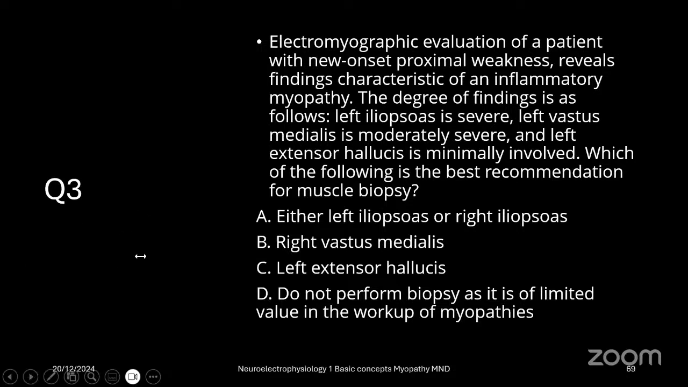New onset proximal muscle weakness reveals findings characteristic of an inflammatory myopathy. The degree of findings is as follows. Left iliopsoas is severe. Left vastus medialis is moderately severe. Left extensor hallucis is minimally involved. Which of the following is the best recommendation? Best recommendation for muscle biopsy in this case.